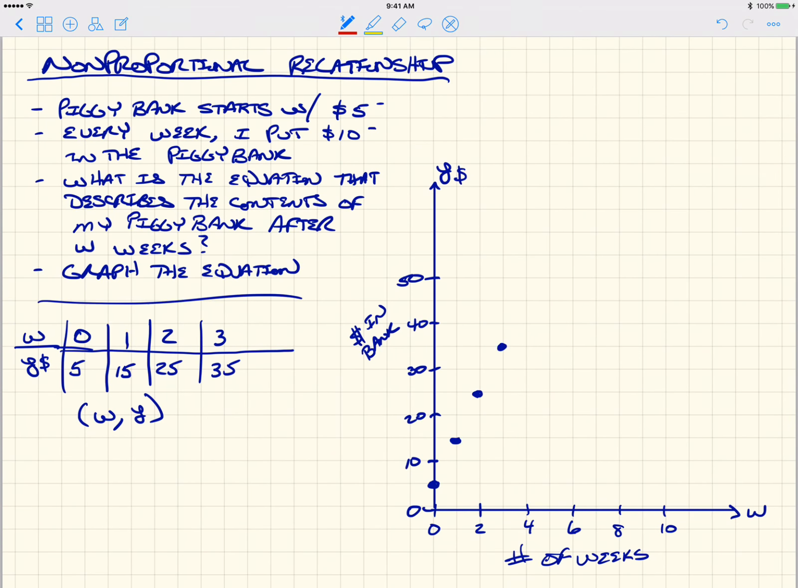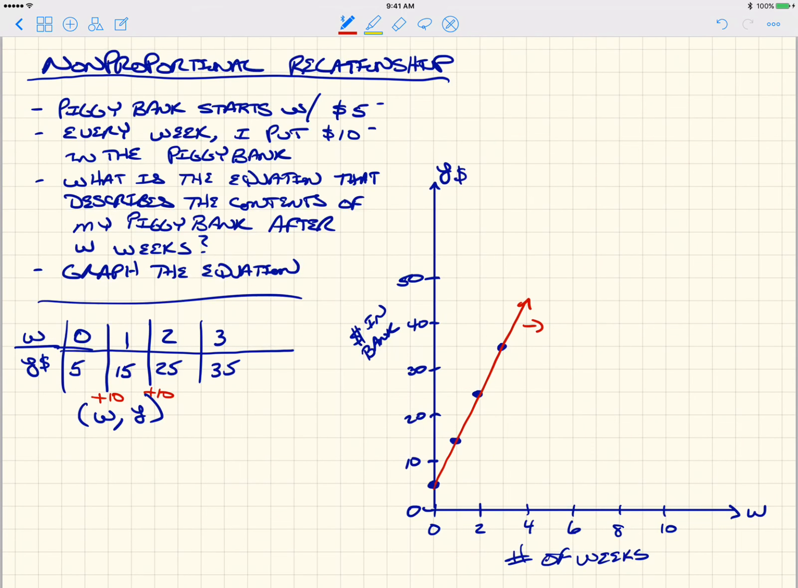Okay, so it's going to look something like that. All right, and this line describes the equation. Now, we haven't come up with the equation yet, but you can see right now, even though I have a constant rate of change between my values, every value increases by plus 10 as I move down the line, this is not direct variation.